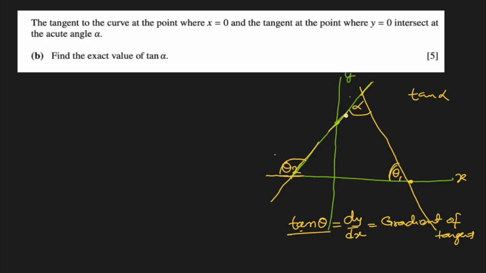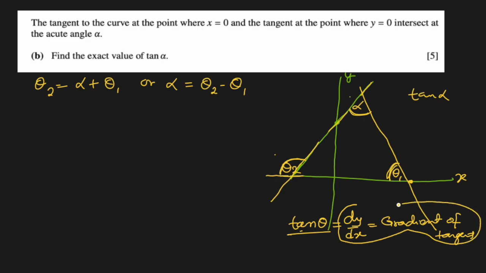So in this triangle, can I say that theta 2 is alpha plus theta 1? Because this is the exterior angle of the triangle, it is always the sum of the two interior angles. So alpha plus theta 1 is equal to theta 2, or I can write alpha is theta 2 minus theta 1. I'm not sure which one is theta 2 and which is theta 1, but whichever is bigger, I will take that as theta 2. All right, so this should be known to you. Right now we will use this one.